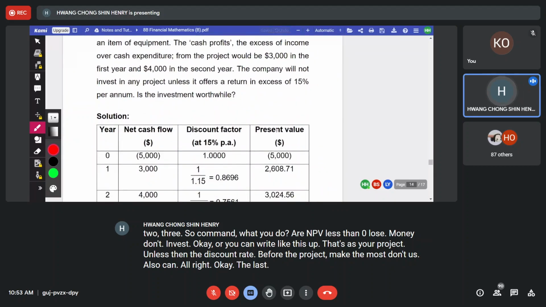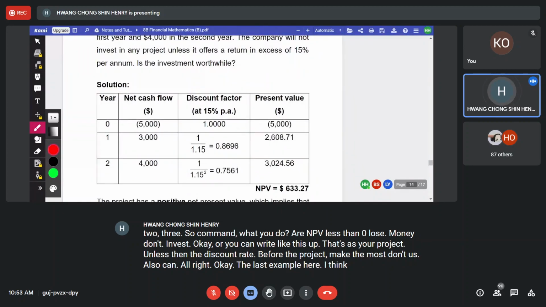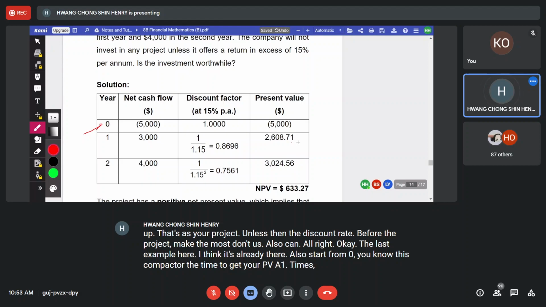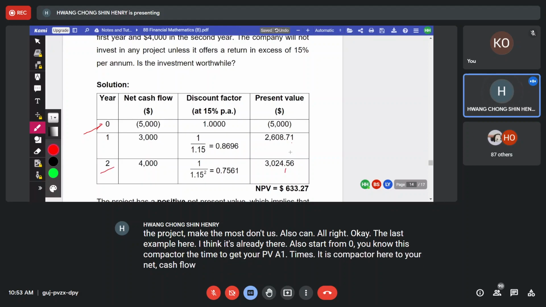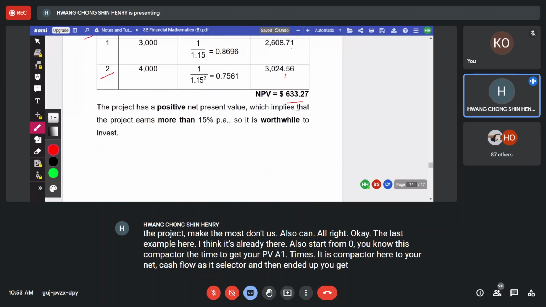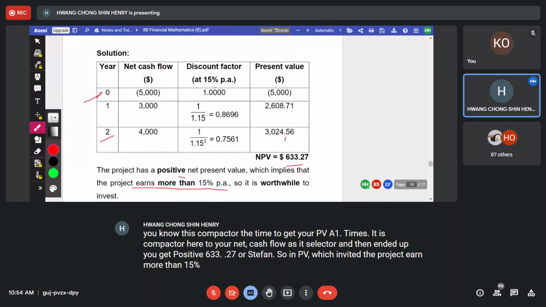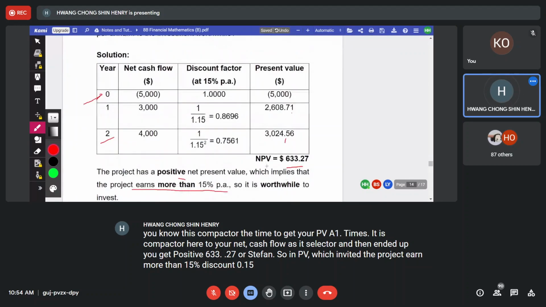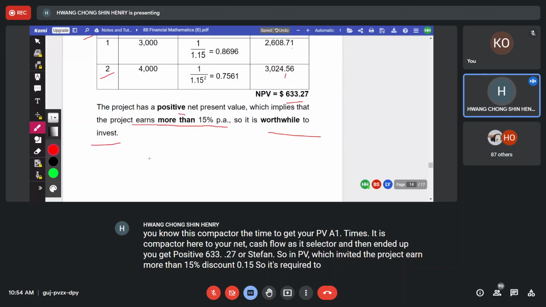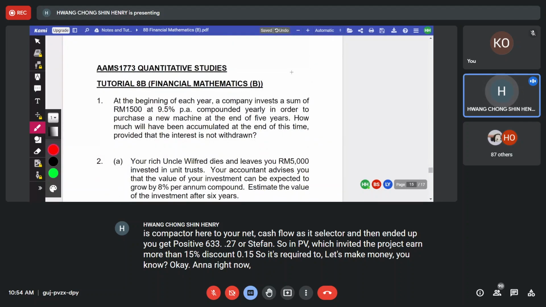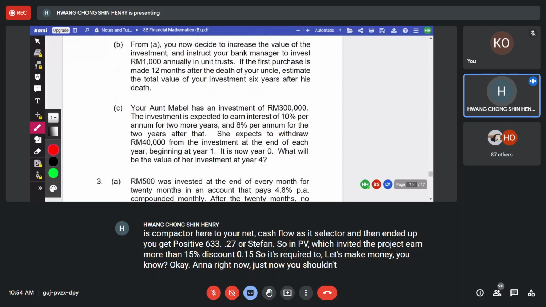Okay, the last example here, I think is already there. Also start from 0. Your discount factor, then you get your PV. Year 1 times your discount factor. Year 2, your net cash flow times your discount factor, and then add it up, you get a positive 633.27. Positive NPV implies that the project earns more than the 15% discount rate, 0.15. So it's worthwhile to invest, make money, no? Okay, can.